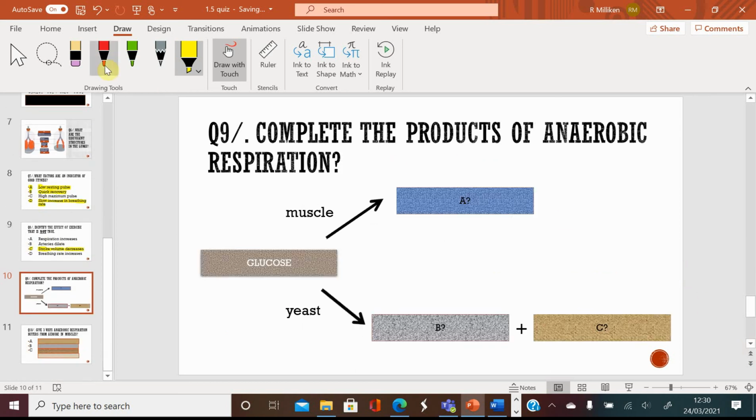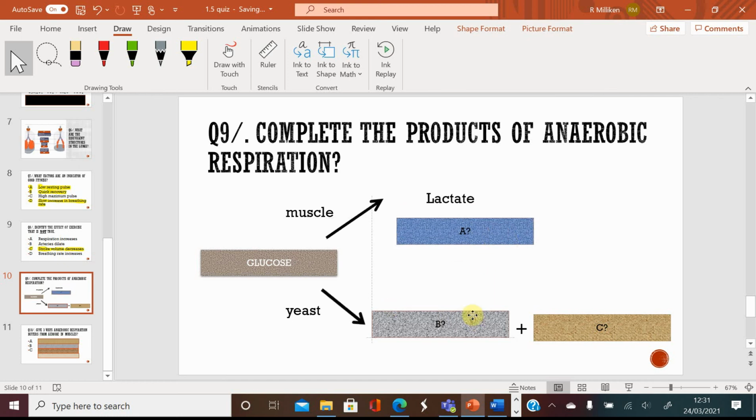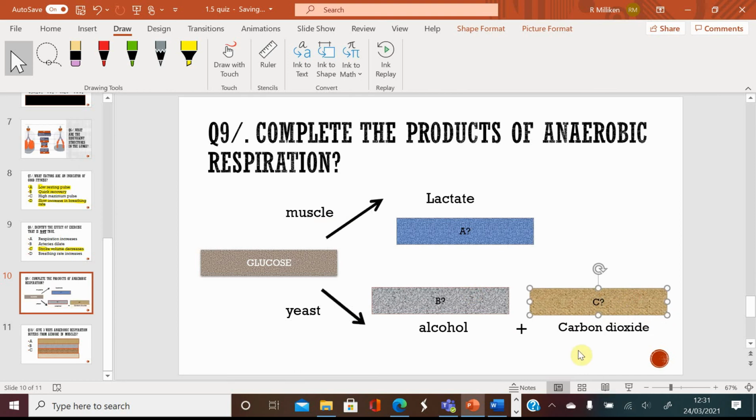Number 9. Okay, complete the following, with the answers behind. When muscles anaerobically respire with glucose, you make lactate or lactic acid. Okay, and when yeast does the same, it makes alcohol or ethanol and carbon dioxide. Okay, those are the 3 answers there.